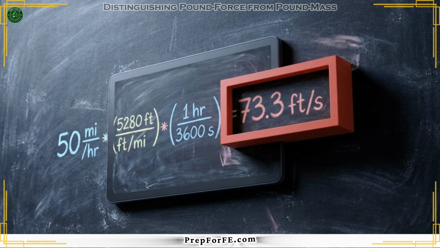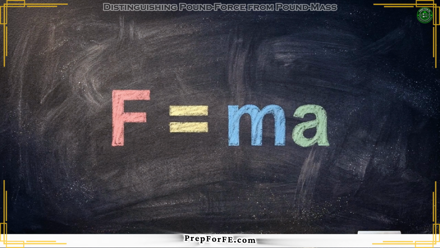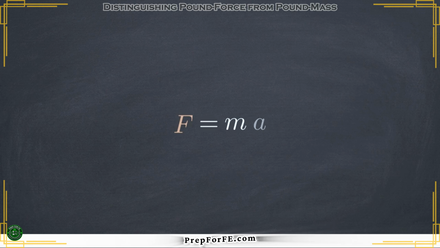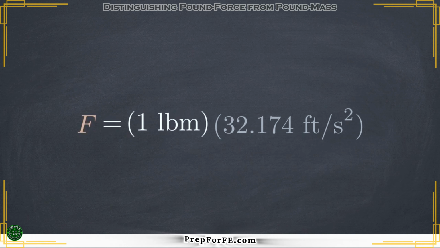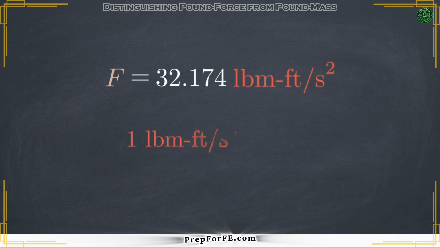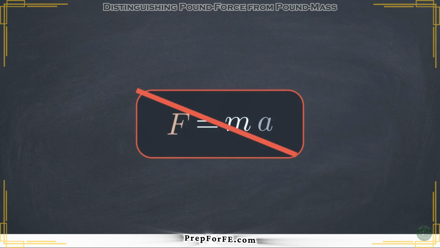To see how quickly this collapse happens, we start with the standard baseline for calculating force, Newton's second law, F equals ma. Here is the standard equation loaded with US customary units. We plug in a 1 pound mass object accelerating at 32.174 feet per second squared. Multiplying these yields 32.174 pound mass feet per second squared. The output unit is not 1 pound force. The raw equation has failed.